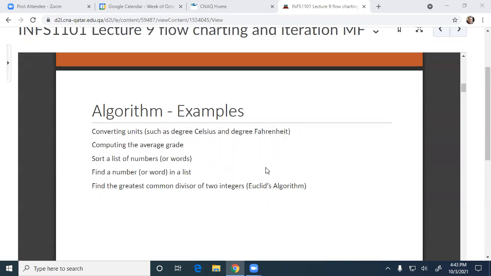Computing an average grade also. You could represent this in some kind of mathematical thing, like we take the sum of all the values and divide it by the count of all the values. And that gives us our average. Very, very common thing in computers, and you'll have to do this.